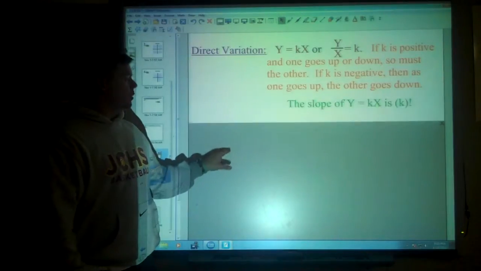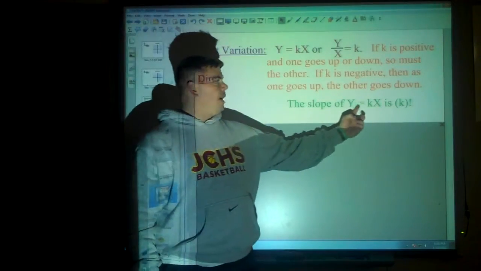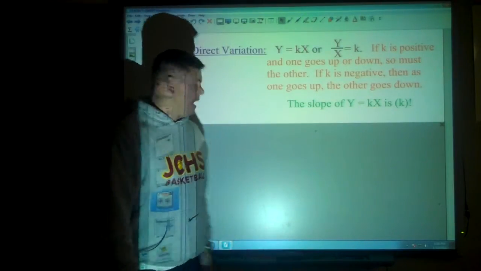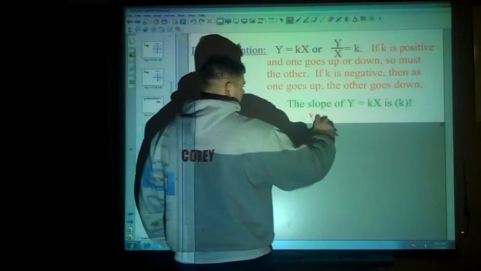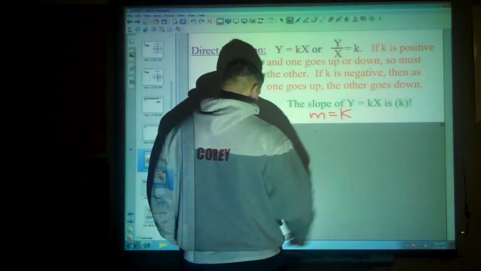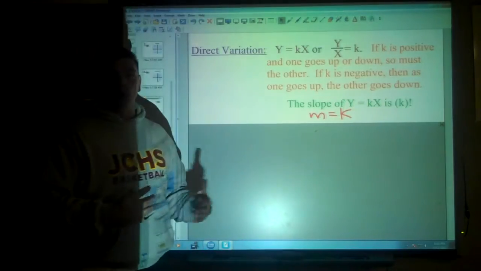which means slope constantly goes in the same amount from one point to another, which tells us that the slope of y equals kx is k. In other words, m is equal to k. Constant and slope are the same.